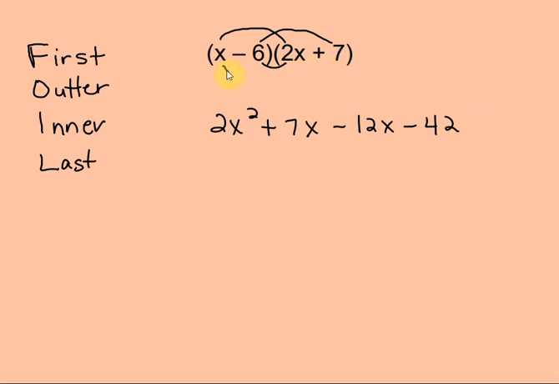If I had drawn this a little neater, let me do this. To me, this always looks like a smiley face. Like that's the mouth, that's the nose. We have two eyebrows over our eyes. But that's how we perform FOIL.